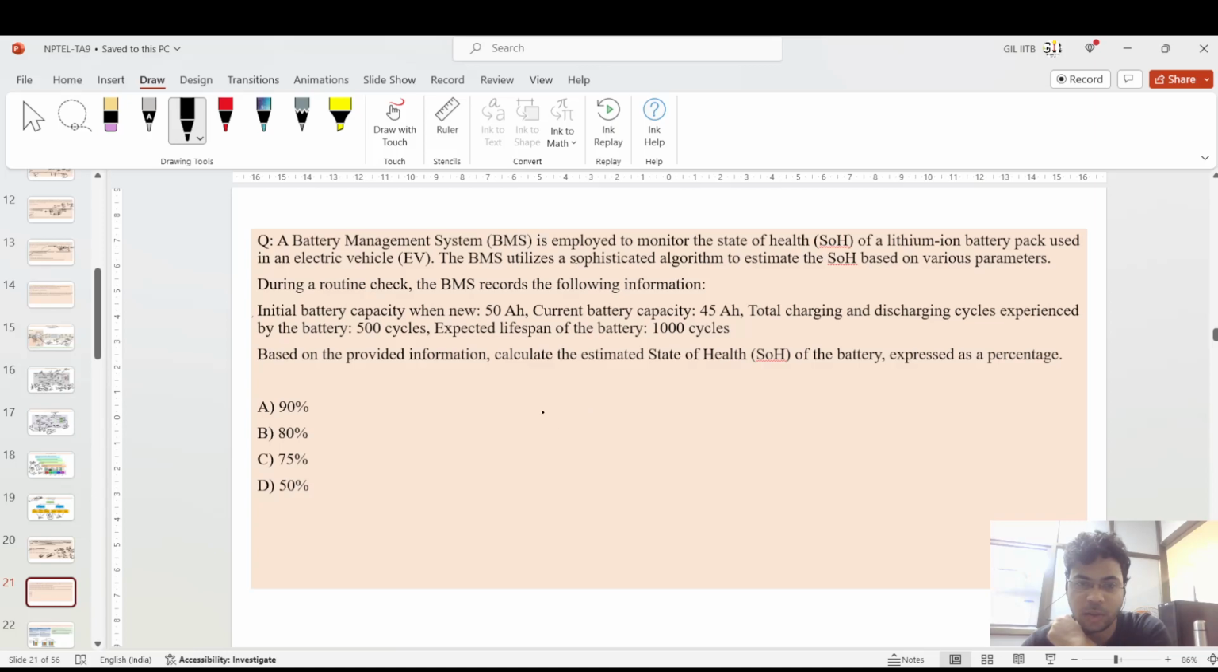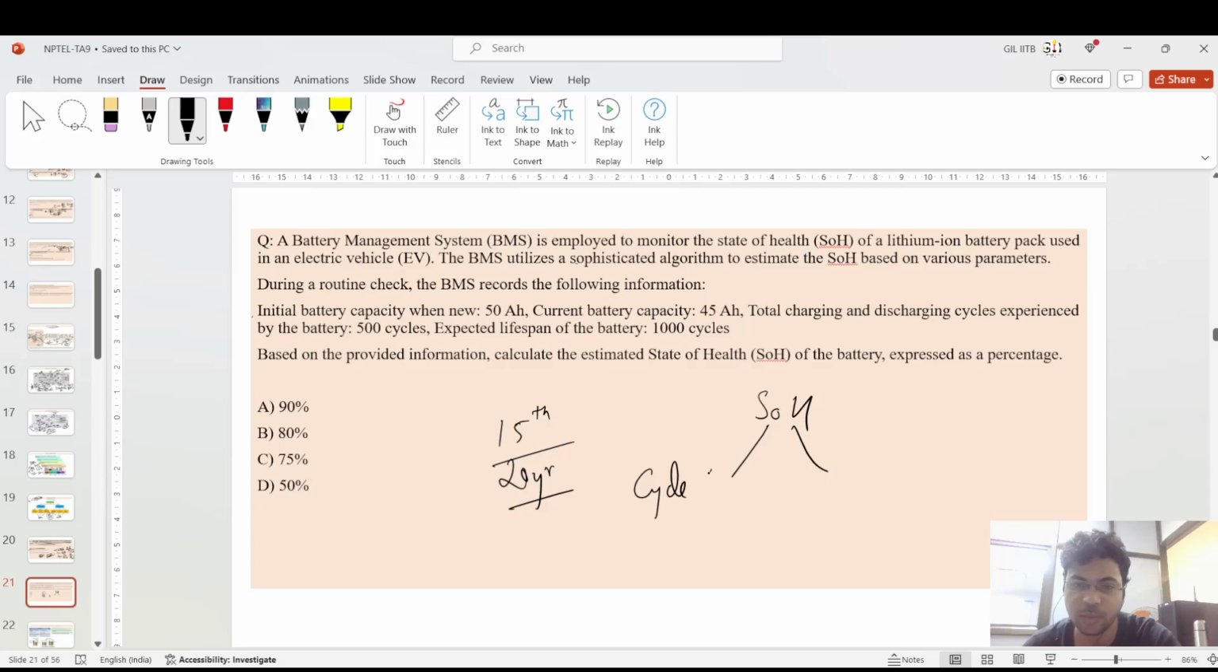Okay, if I get 50, maybe 90%. Okay, I got one answer. Let's move forward. So Dharni was saying that after the 15th year or a certain time duration, that is the 20th year, you should discard the battery.